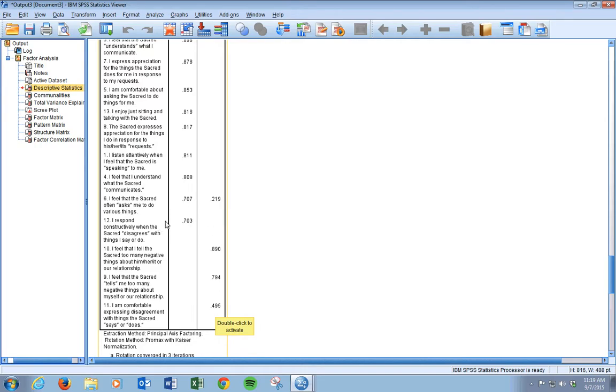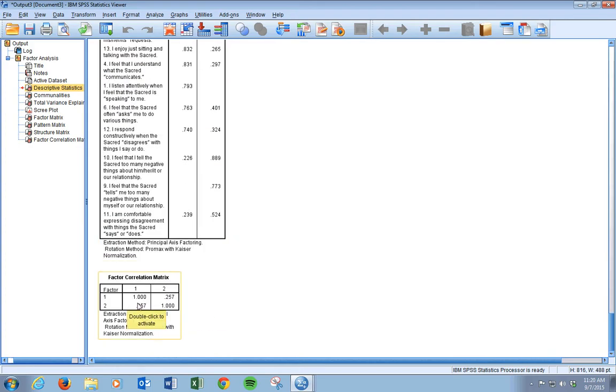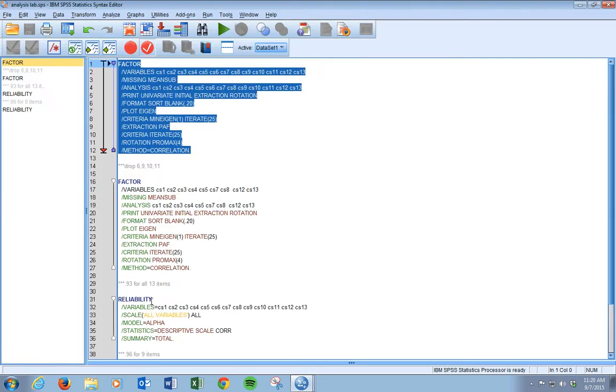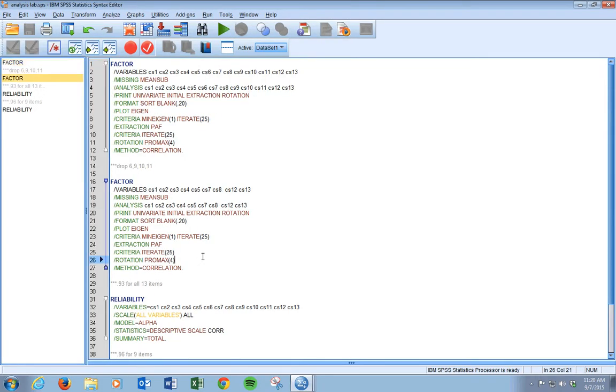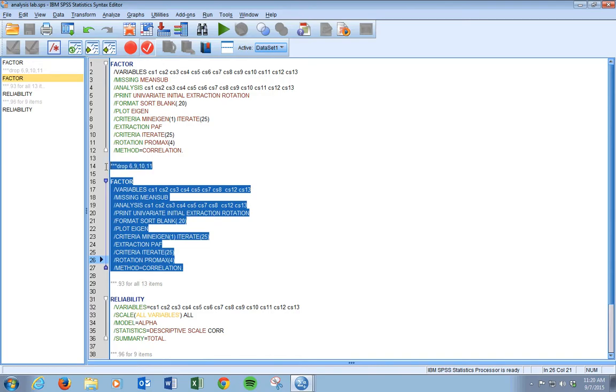for this round, I'm going to just assume that we don't have quite enough items and these are not adding that much, and so I'm going to drop these off as well as this one that's cross-loading. So I'm going to drop 6, 10, 9, and 11. This gives us the correlation between those factors. So that's what I did here. I'm going to run that.